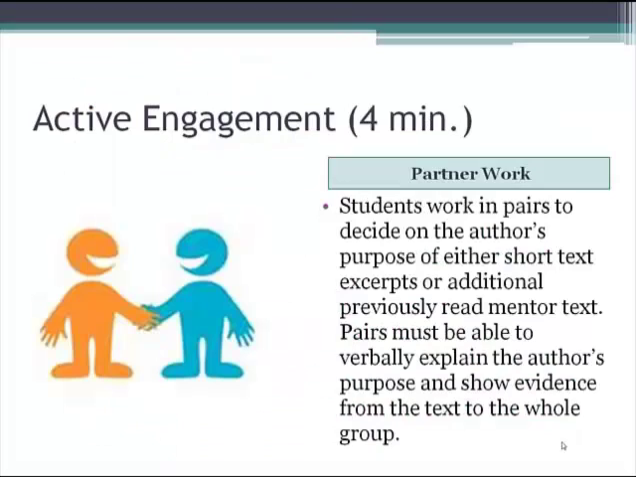For the active engagement portion, students will work with partners, and it will take around 4 minutes. You'll want to hand out either short text excerpts to each partnership or previously read mentor texts that they are familiar with. Together, pairs must decide what the author's purpose was for writing that text, and they'll need to show evidence. When they've made a decision, they will tell their reason and show their evidence to the whole group for discussion.